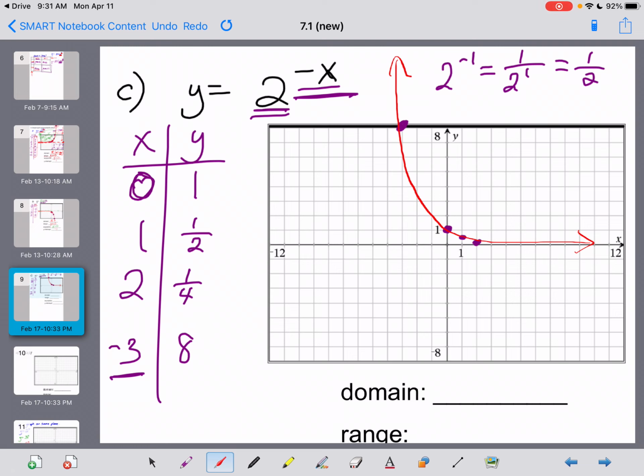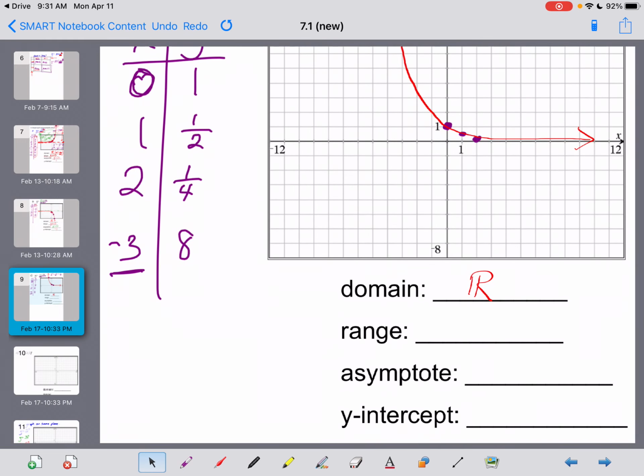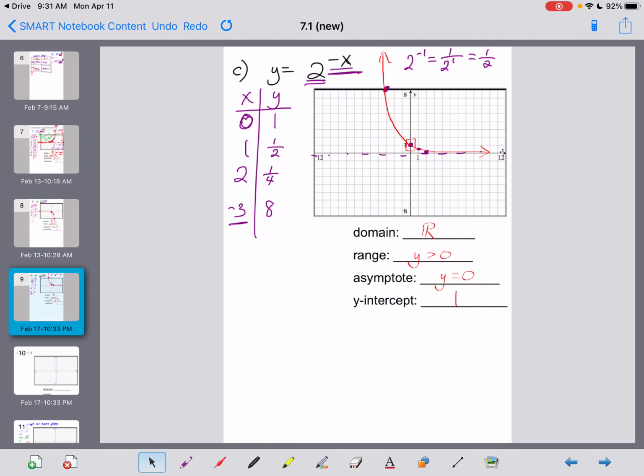Your domain, yet again, there's no limit to how wide this graph goes from left to right. So again, your domain is all real numbers. Let's knock out the next 3 questions real quick. The range, all the y values that you're going to hit, everything is above the x-axis. So your range here is going to be y is greater than 0, not equal to 0, not less than 0. Your asymptote, yet again, is going to be this horizontal line right here at the x-axis, which is again the line y equals 0, and the y-intercept, this one crosses the y-axis right there at 1. Okay, so there's our first pure exponential decay model.